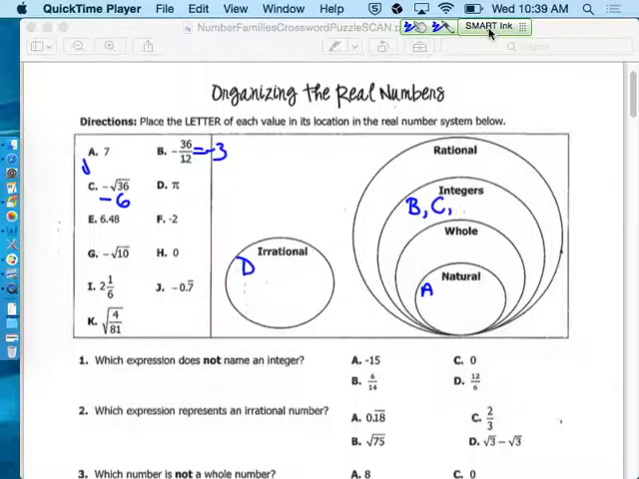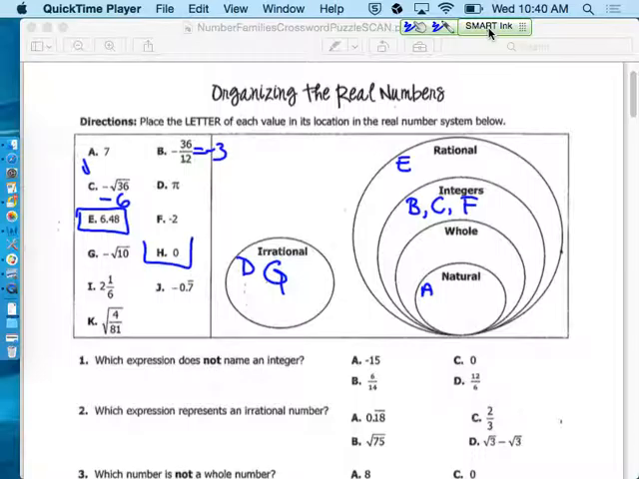D is irrational. E, 6.48, that is a decimal, so that falls up here under rational. Rational numbers include the fractions or decimals that repeat or end. So if it's a repeating pattern like 0.3 infinitely, that's a rational number. F, -2, that's just simply an integer. G, the square root of negative 10, that's an irrational number.